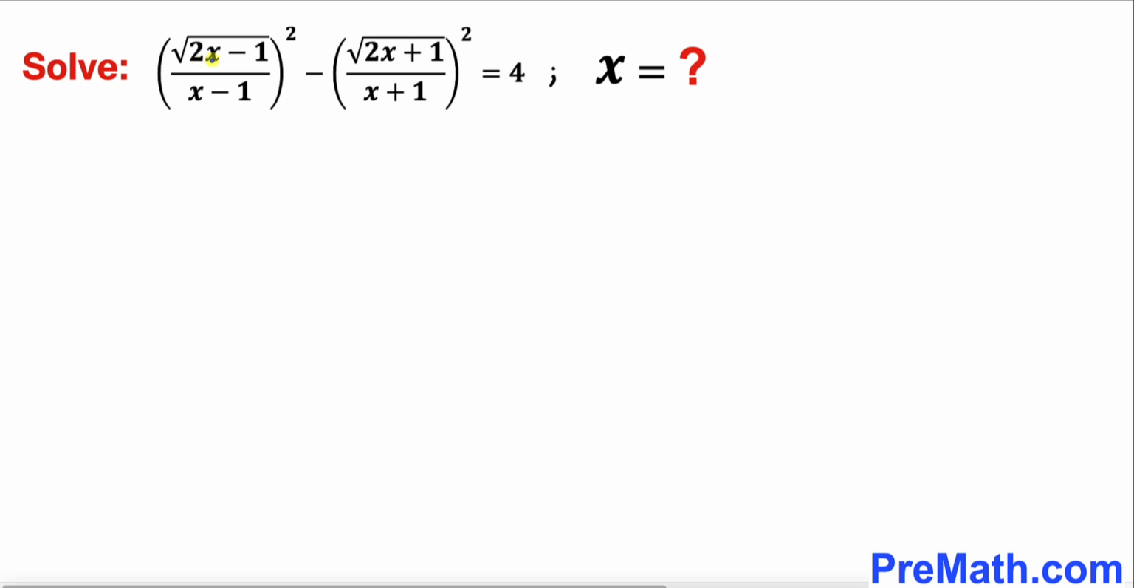Square root of 2x minus 1 divided by x minus 1, whole squared, minus square root of 2x plus 1 divided by x plus 1, whole squared, equals 4.